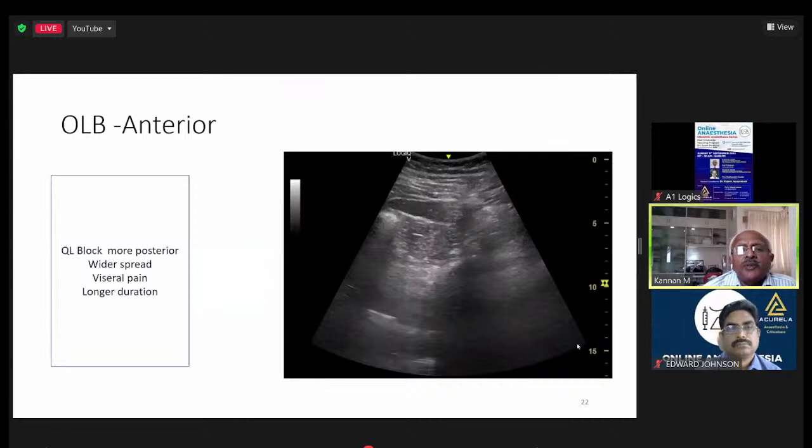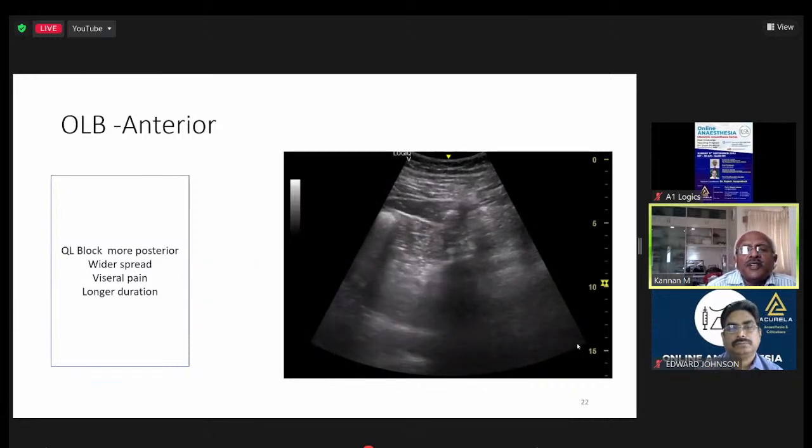Then the quadratus lumborum block, when it is given here, it is the quadratus lumborum lateral, and if it is given posteriorly, I mean behind, in between the erector spinae and the muscle, it is called posterior, and when it is given here, it is called the anterior. Inside the muscles also we can give. And the quadratus lumborum block, as I told you, is more widespread, the visceral pain is also blocked, and it has a longer duration of action.